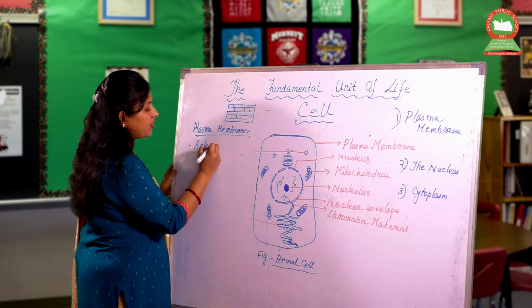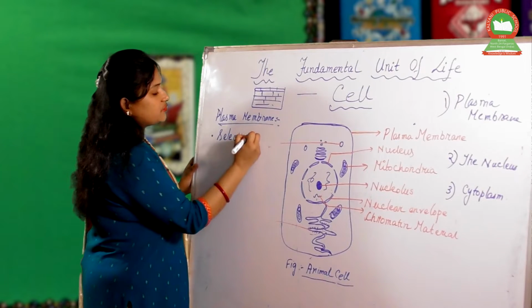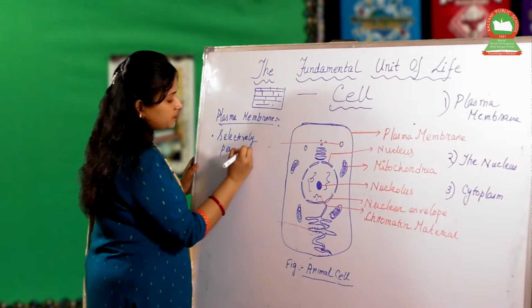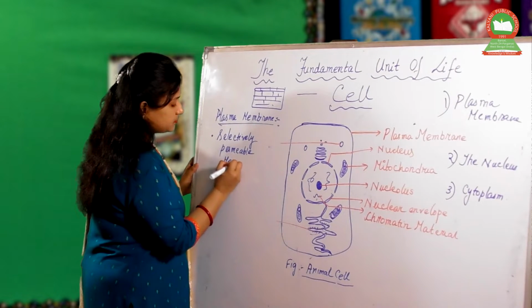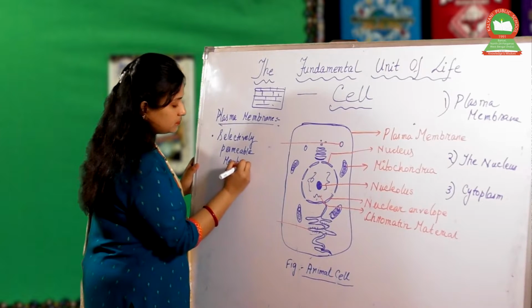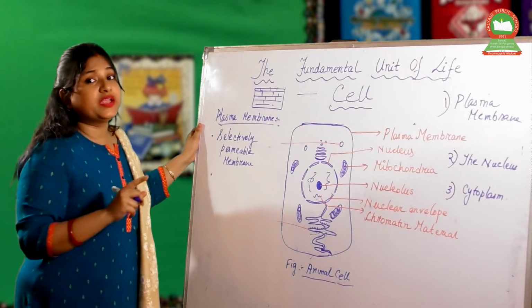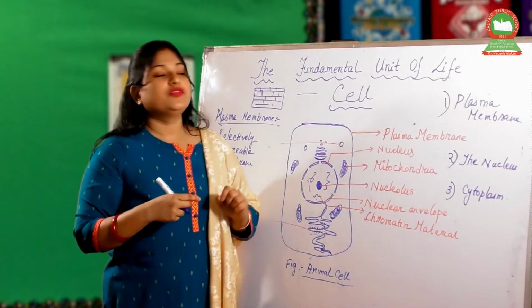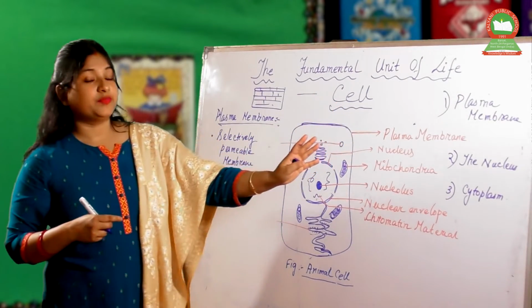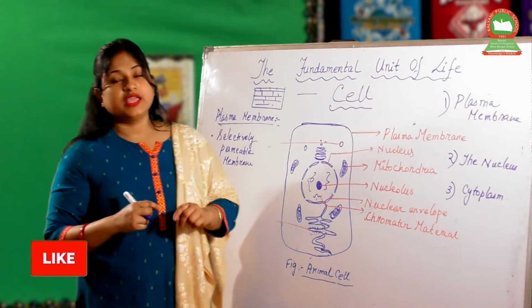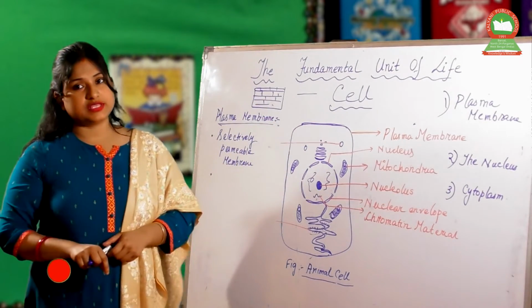So, plasma membrane is selectively permeable membrane. Next, it separates the inner content of the cell from its external environment. That is, it is the protective layer of the cell. It is the protective layer of the cell.